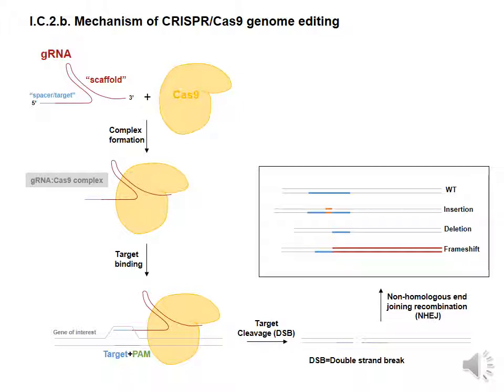If the cleaved gets repaired by non-homologous end joining recombination, or NHEJ, then there are a series of different modifications that can happen in the genome, and this is completely random. There could be an insertion, there could be a deletion, or there could also be a frame shift. In some cases, it could be perfectly repaired, so no modifications have been added into the genome.